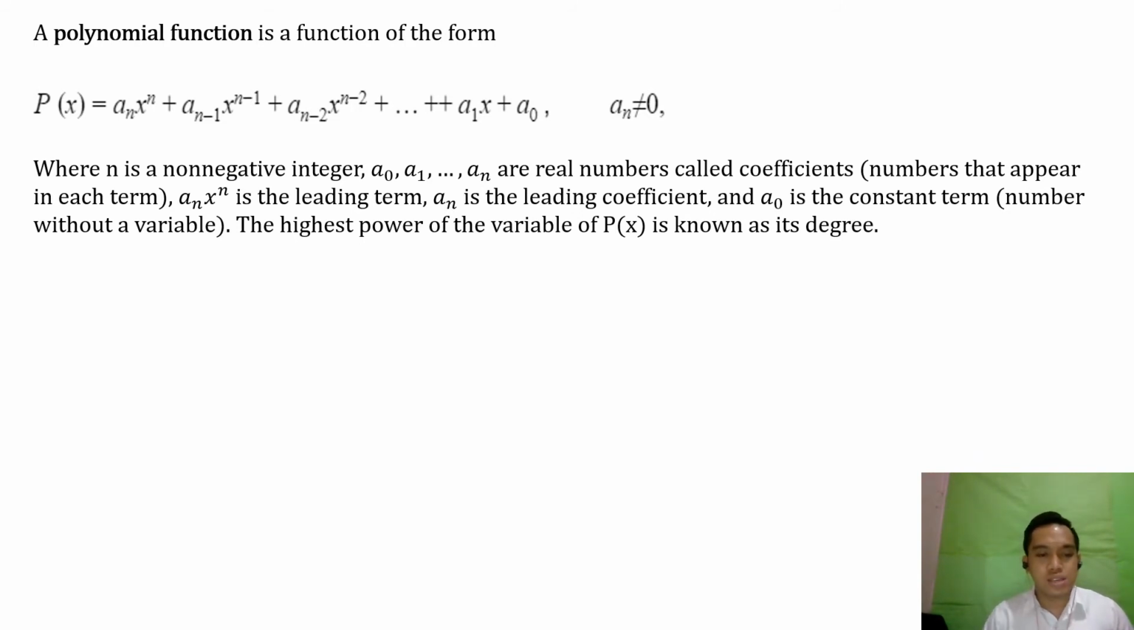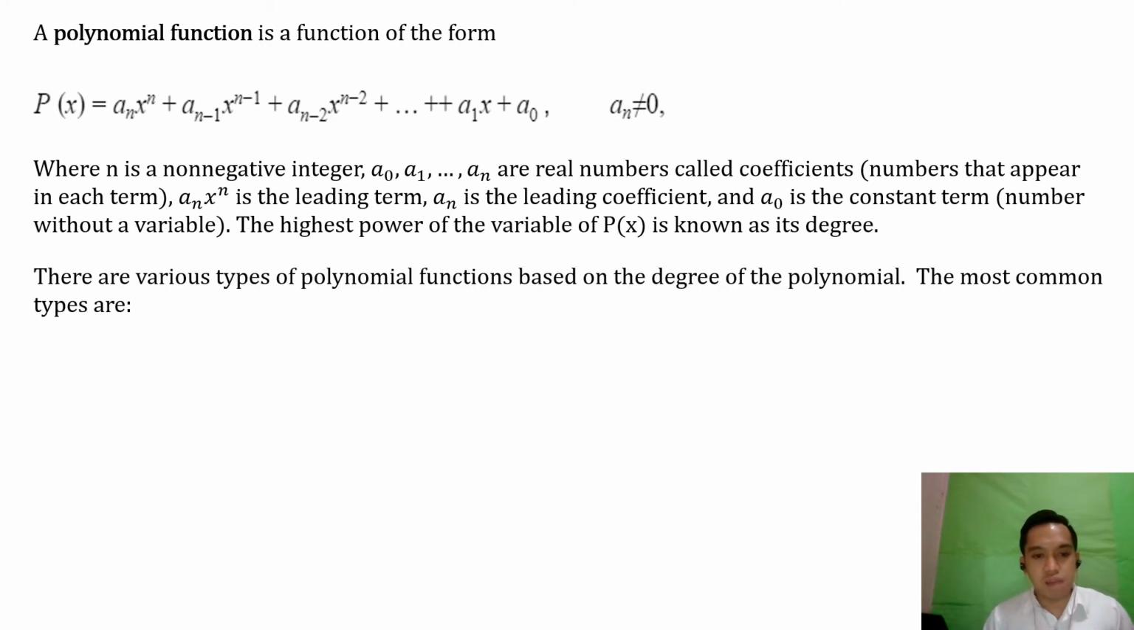So, p of x, kapag naka-equate siya to p of x, pwedeng y, pwedeng f of x, that is polynomial function. Pero kapag siya naman ay naka-equate to 0, that is polynomial equation. Pero kapag walang equal na symbol, yan ay polynomial expression. Okay, so I hope na na-recall ninyo yan.